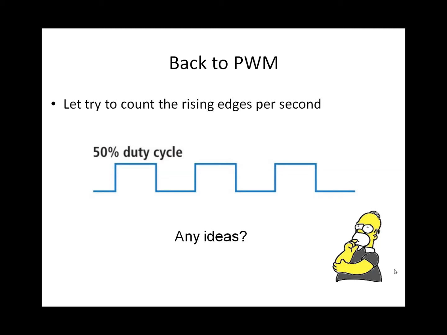This was my first debugging way. I was trying to count the rising edge per second to get some sense about the period. You should, at the beginning, debug by counting the rising edge per second. You don't have access to the oscilloscope, right? However, you can do software tricks. How to count the rising edge per second?